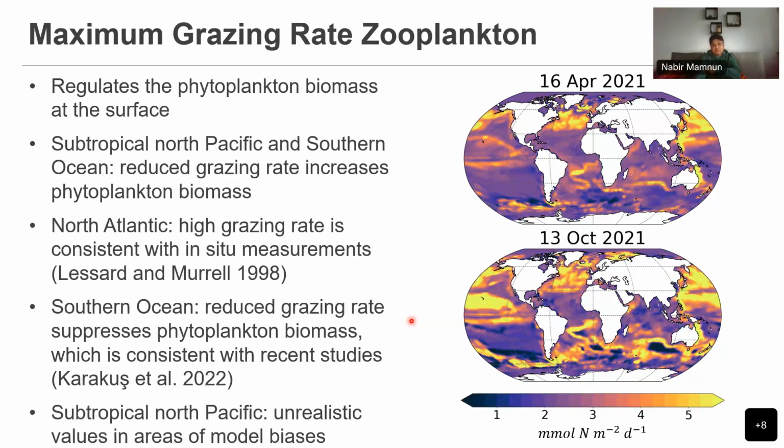The last one I want to show you is the maximum grazing rate of zooplankton. So zooplankton eat phytoplankton. That is the grazing. So the higher the grazing rate, the less phytoplankton in the ocean. That's how this maximum grazing rate regulates the phytoplankton biomass in the surface ocean. In the subtropical Pacific and in the Southern Ocean, the grazing rate is decreased by the data assimilation. That's why the grazing rate is low, and that's why it increases the phytoplankton biomass.